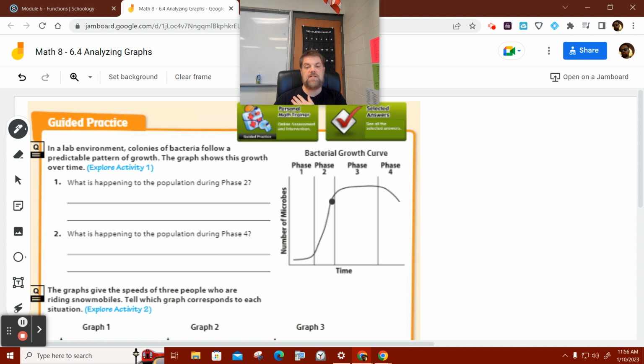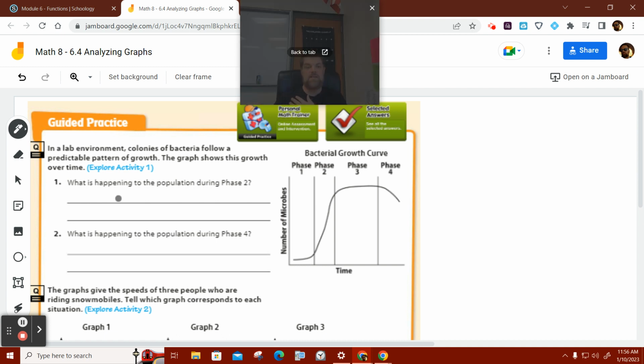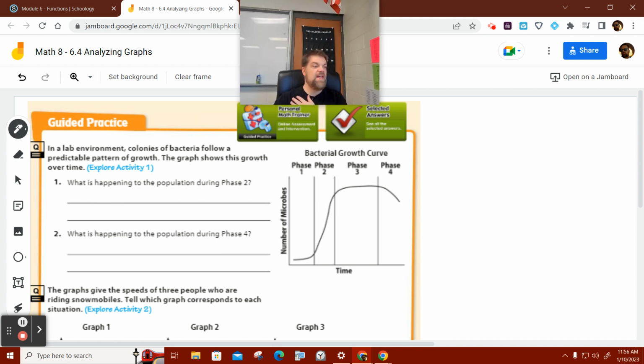So we're talking about this area right here. Yes? It's increasing. Yeah, so we would say that it's a rapid growth. So the bacteria, it's rapid growth. Why did Mr. Adams say rapid growth? Yeah, because it's steep, right? It's going up steep.